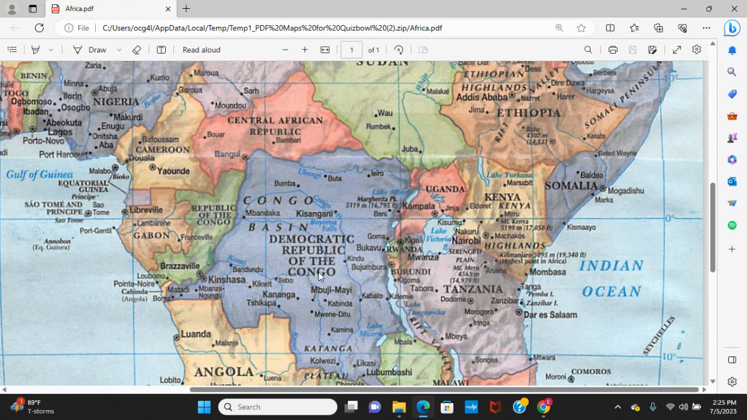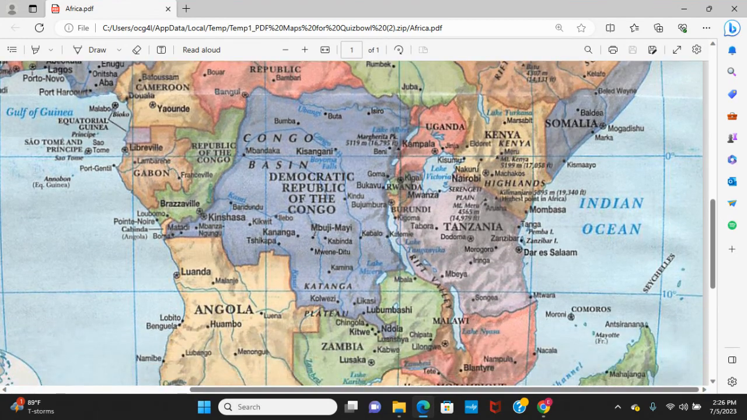Mobutu Sese Seko was a ruler of the Congo, and I think in his time it was no longer named Congo, but had previously in the 20th century been named Zaire. And so that is something to be noted as well.